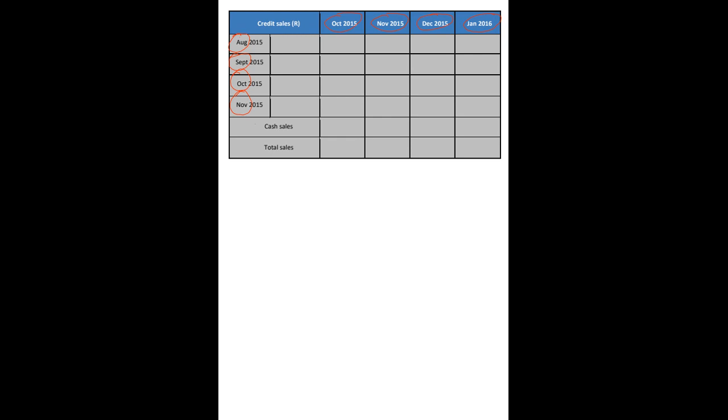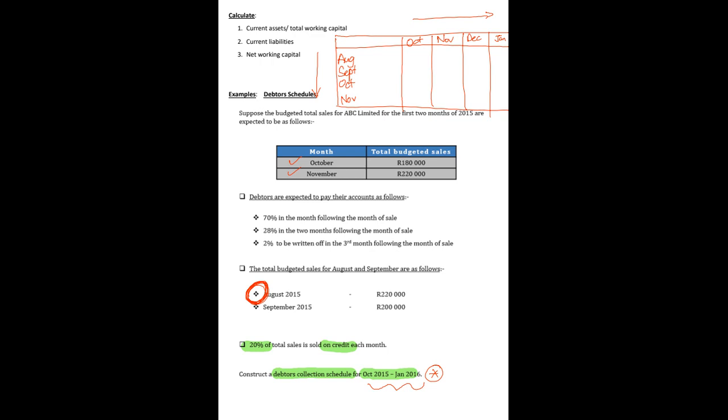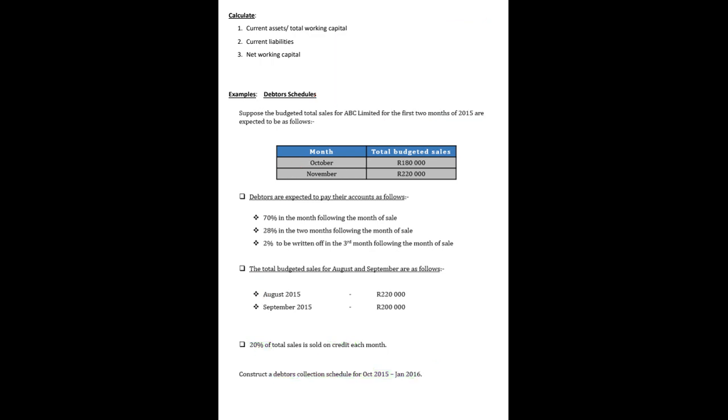So at the moment, we know what months go into the table across as well as down the first column. Now we need to look at what the next step is. The next step is to calculate only the credit sales, meaning we know that the information they've given to us is total sales. We do not want the total sales here and here. We want only the portion that was on credit, which they said to us was 20% of the total sales.